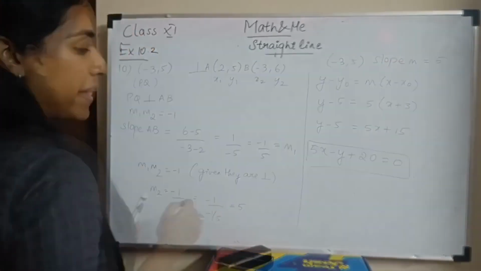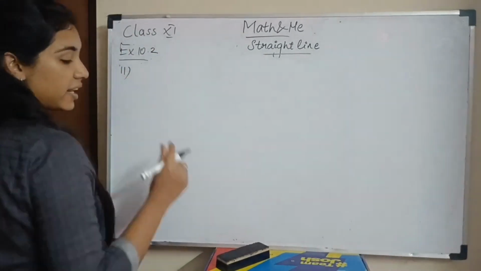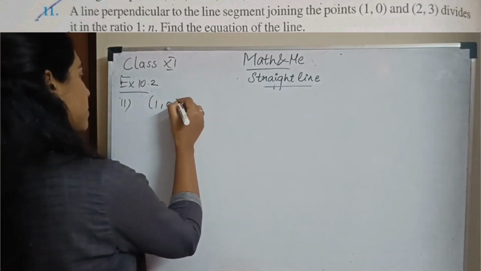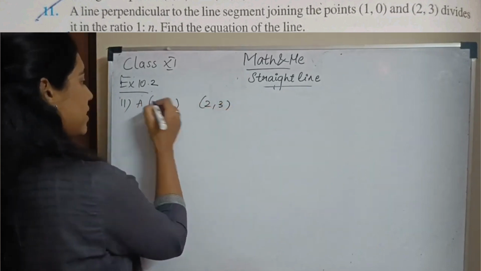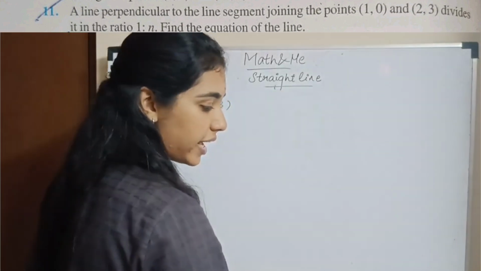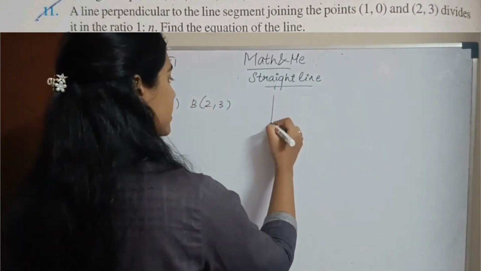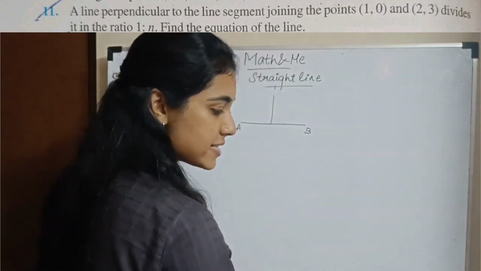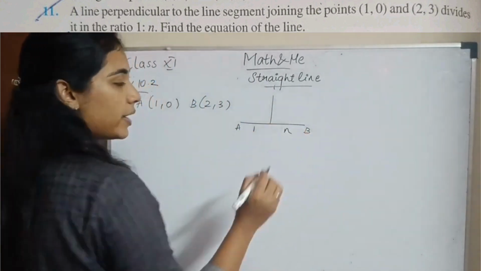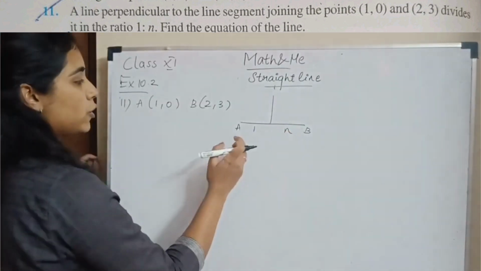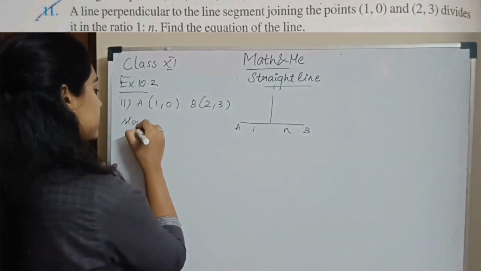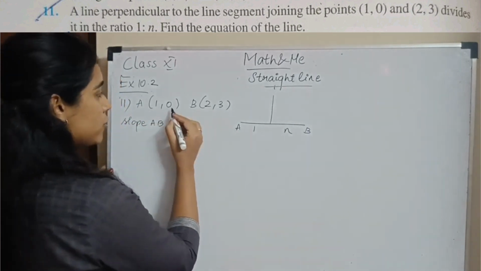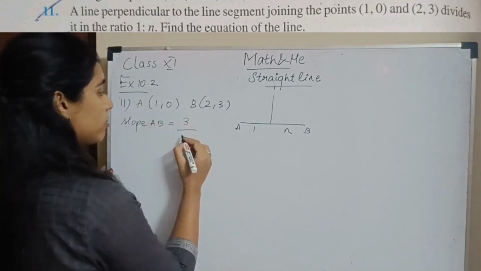Okay. It is given that question 11. A line perpendicular to the line segment joining the points 1, 0 and 2, 3. Let them be A and B. So the line perpendicular to the line segment joining the points AB divides it in the ratio 1:n. Find the equation of the line. So we know that slope of AB equals y2 minus y1 divided by x2 minus x1.